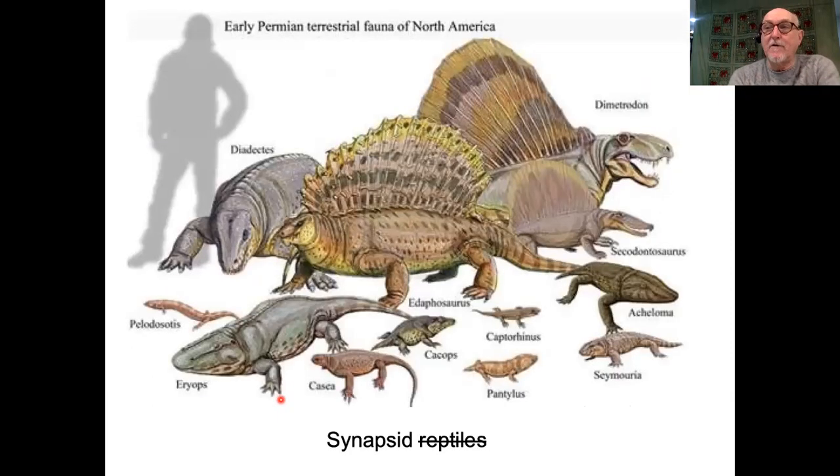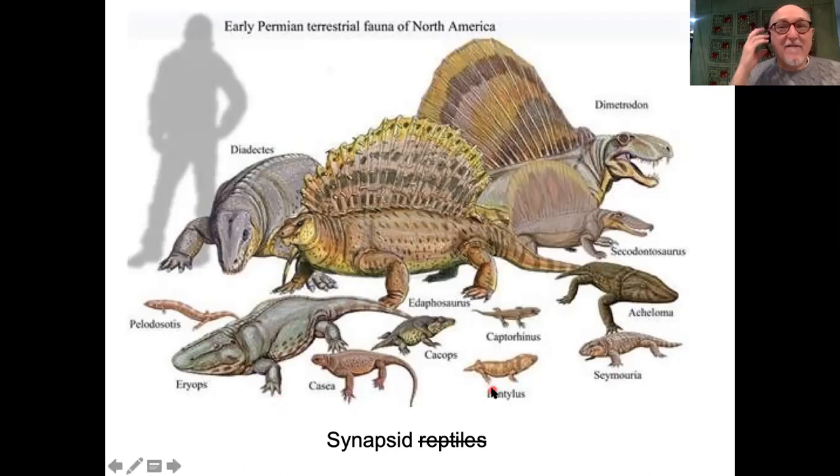Synapsid fossils are found in many parts of the world, very importantly in South Africa, in some in Americas as well, and in Russia. So they existed prior to the major separation of the continents. And they were very widespread, very, very diverse. And here are some of them here.